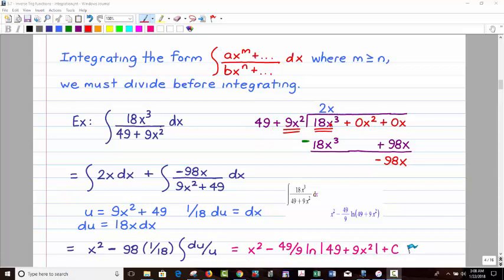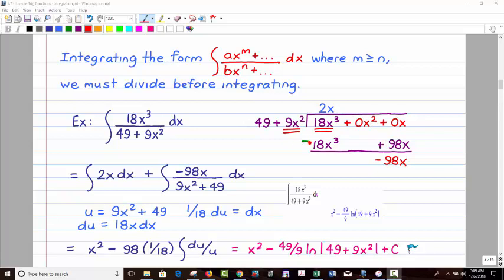9x squared goes into 18x cubed, which you can just write off to the side, obviously. It's basically 18x cubed divided by 9x squared would be 2x. So you take 2x times 9x squared, so those terms better match right there because they need to cancel. That'll be 18x cubed, and then 2x times 49, so you see I lined that up over here with the other x, make it 98x.